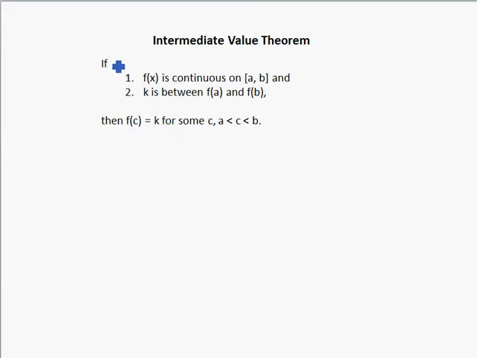This theorem gives us two conditions. If these two conditions are met, if the function's continuous on some interval a, b, and k is any number between f of a and f of b, then f of c equals k for some c between a and b. This is a whole lot clearer when you can draw a picture.